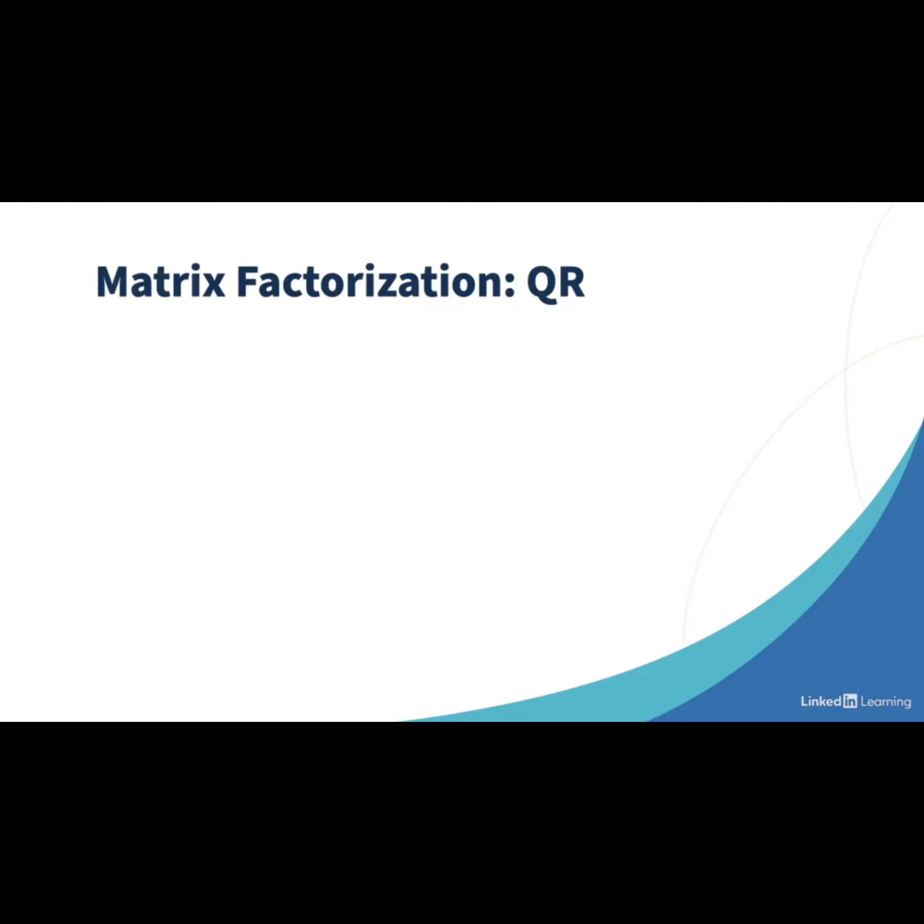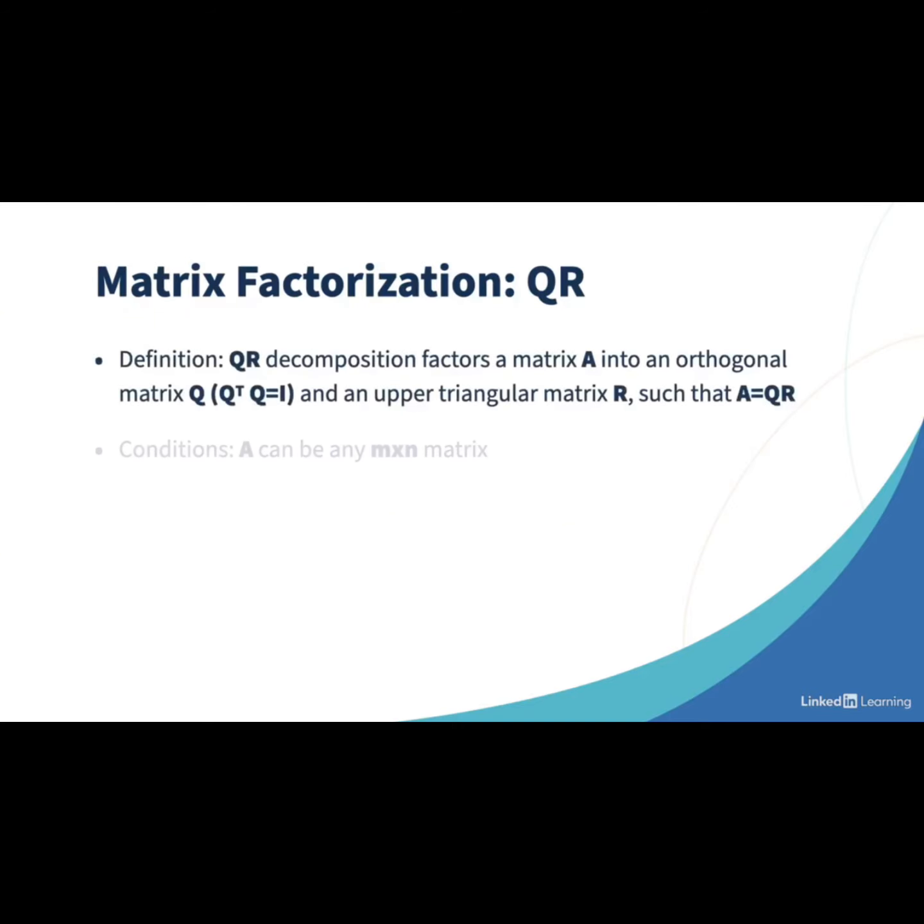Now let's talk about QR decomposition. This factorization expresses a matrix A as the product of an orthogonal matrix Q and an upper triangular matrix R. An orthogonal matrix is one whose inverse is equal to its transpose. Multiplying Q by its transpose Q^T will give you the identity matrix. There are different techniques used to find the Q and R matrices. One of the most commonly used ones is Gram-Schmidt.